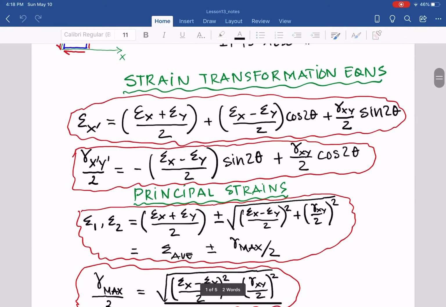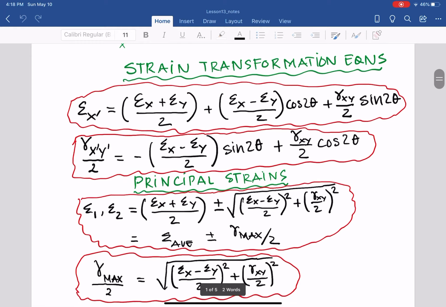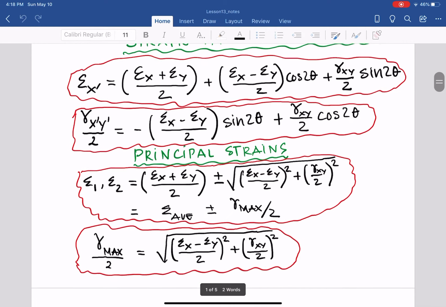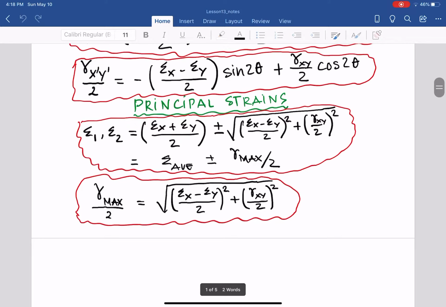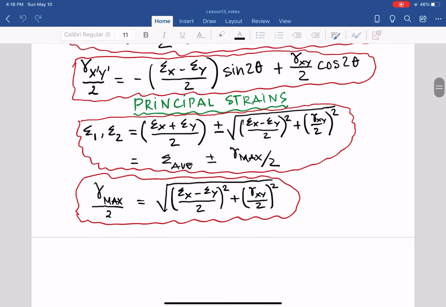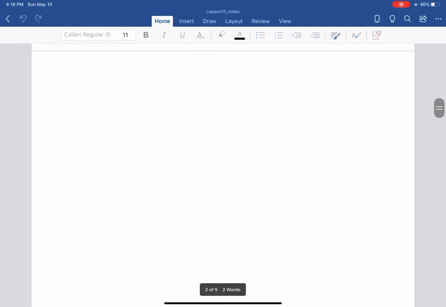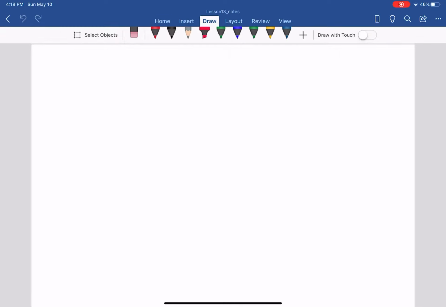That's the strain transformation equation presented earlier. Now, strain transformation also applies with the Mohr circle, analogous to stress. So let's talk about that here: Mohr circle for strains.